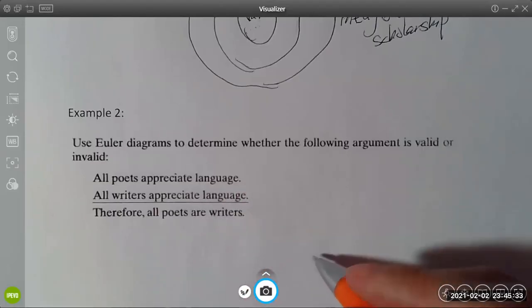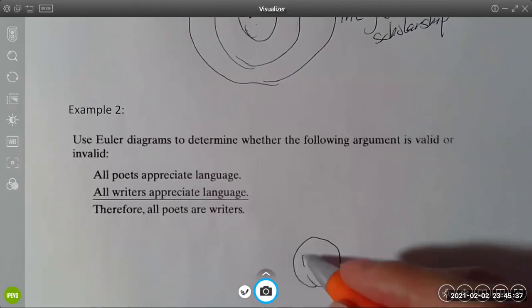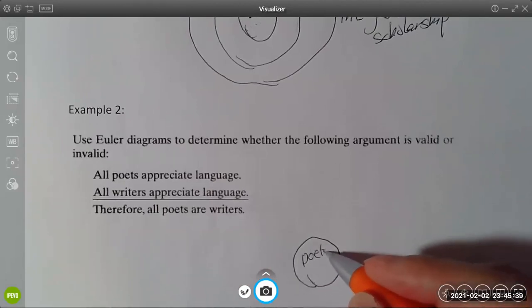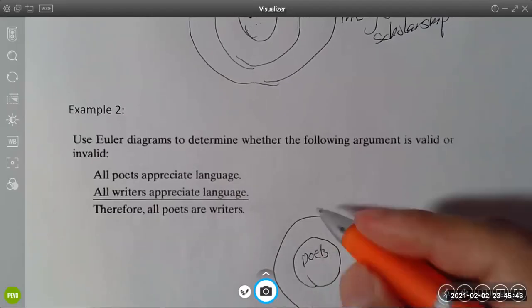So I'm going to draw the first premise. So this is poets. This represents people who appreciate language.